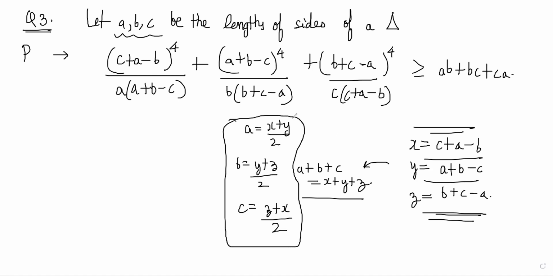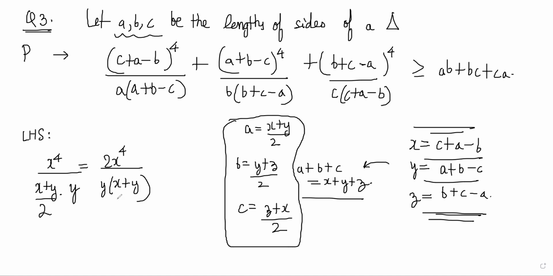c + a - b and the others we'll substitute as x, y, and z. So the LHS here becomes x⁴ by a, which is (x + y)/2, and a + b - c is y, right? So this is 2x⁴ / (y(x + y)). And similarly, there are three other terms.